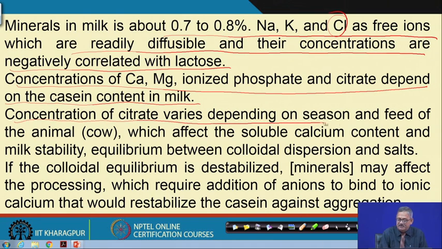Then the concentration of citrate varies depending on the season and feed of the animal. Whatever the animal, normally we take the synonym of milk as cow milk, because almost all of us drink cow milk. Many others also drink buffalo milk or maybe milk of other animals like goat, wherever it is available. But by and large, in general, we make milk a synonym of the cow, that is, milk means cow milk.